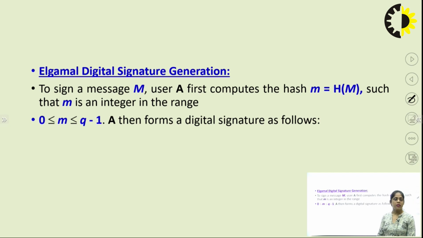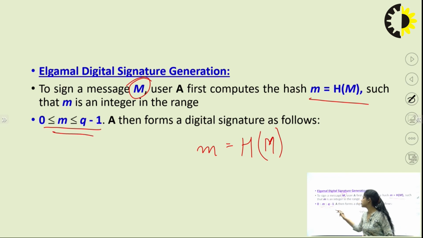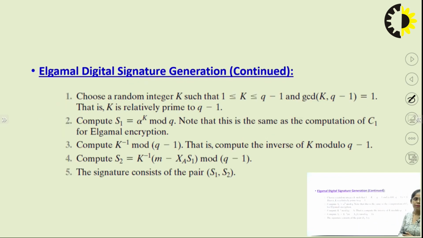Moving to another slide, the Elgamal digital signature generation. To sign a message M, user A first computes the hash m equals H(M), such that m is an integer in the range 0 to Q minus 1. A then forms a digital signature as follows. We are focusing on this hash, m equals H(M). This is important, that m is an integer in the range, and then it forms a digital signature. This is the condition for how the Elgamal digital signature generation is done.